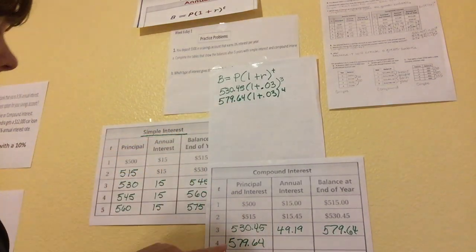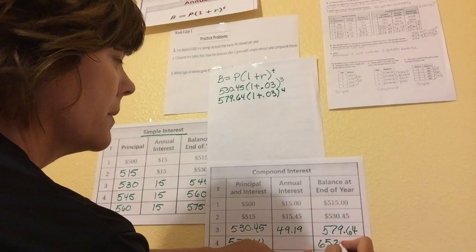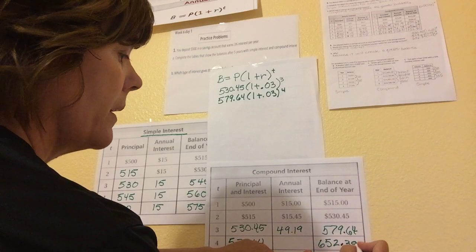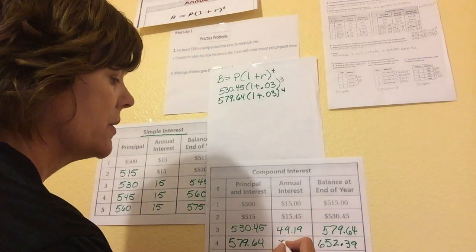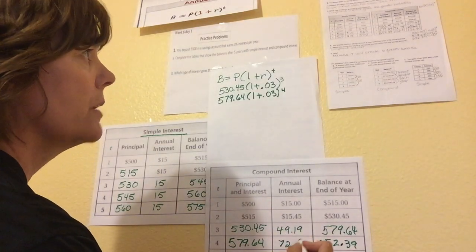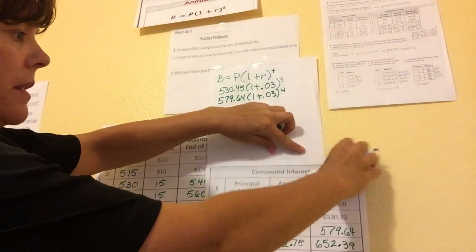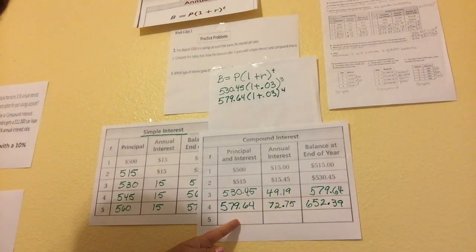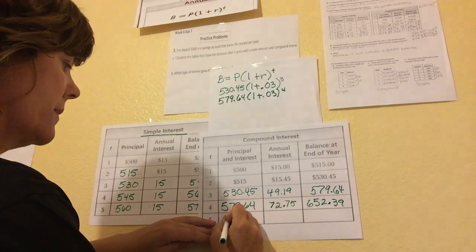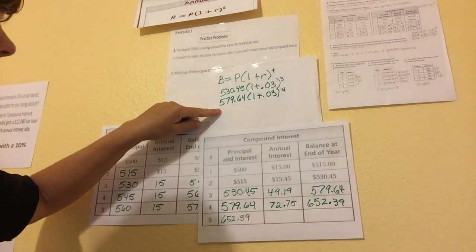I'm going to get, for year 4, 652.39, and when I subtract, I'm going to find out that the interest I received was $72.75, and again, this number here is going to be moved over here. Okay, so we have 652.39, and I'm going to do the same process here.